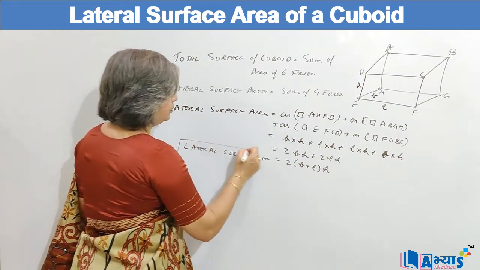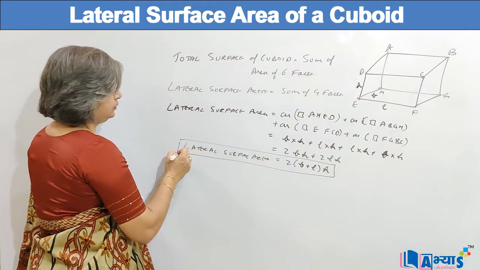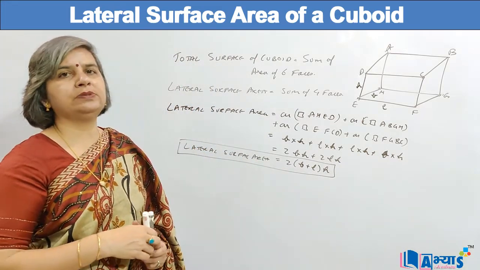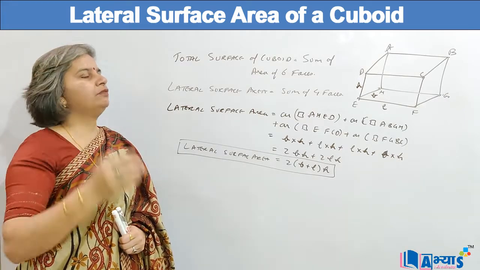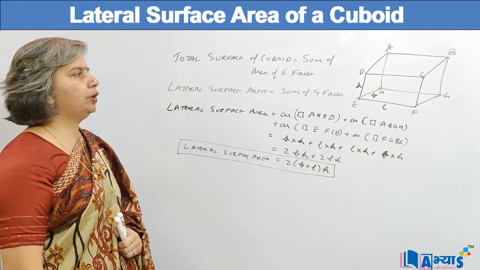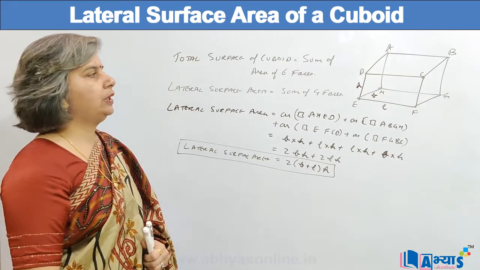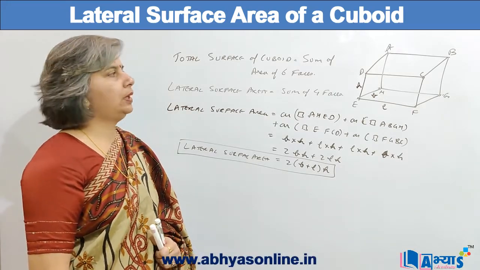The lateral surface area of a cuboid is equal to twice the sum of length plus breadth into the height of the cuboid. So this is how we can find the lateral surface area of a cuboid when the dimensions of the cuboid are length L, breadth B, and height H.